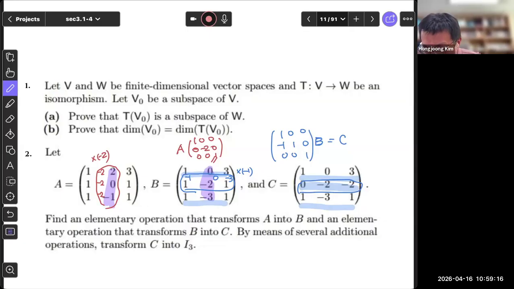Right? So I could transform A to B and then B to C. Now you can repeat such procedures, and you can transform C to the identity matrix. Right? You can check this. Okay. Then why do I consider this?